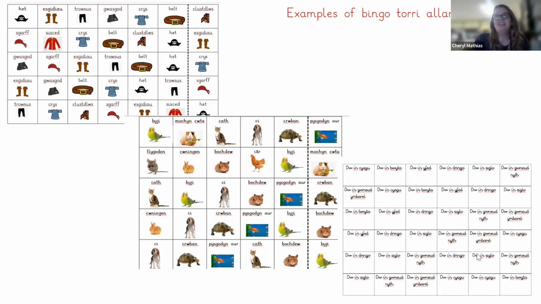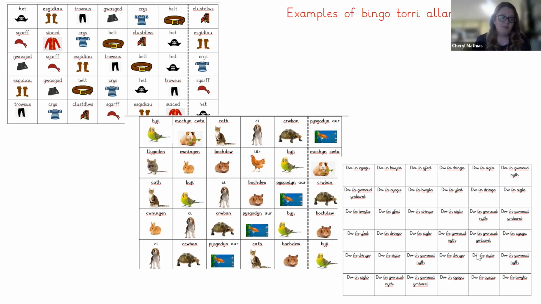Bingo Torri Allan is another game we use a lot of, drilling different things. Vocabulary, it can be odd words, it can be sentences. The aim of this is the children listening to the vocabulary. You might have flashcards of them or on the whiteboard, and you keep saying it over and over again, and the children are listening out for whatever is on the right hand of their sheet.